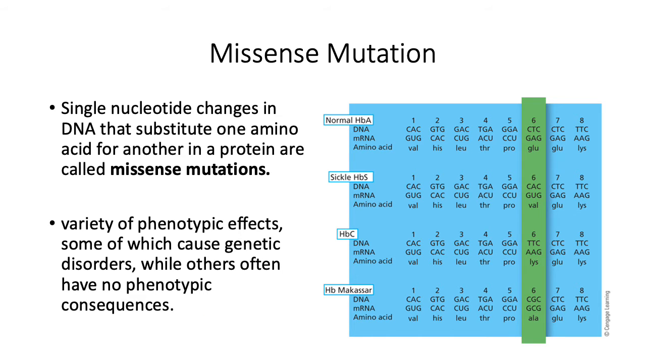A missense mutation is just a single nucleotide change. It doesn't cause a frameshift. It doesn't change how many nucleotides there are in total. It's just like a swap. In this case, if you remember from sickle cell anemia, a single swap from T to A changed the amino acid from glutamate to valine. And here's another single swap, which changed the amino acid to lysine, and another single swap, which changed the amino acid to alanine.